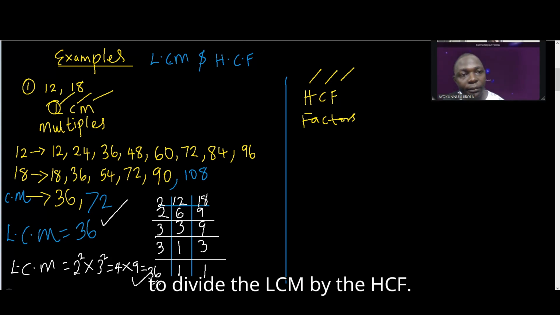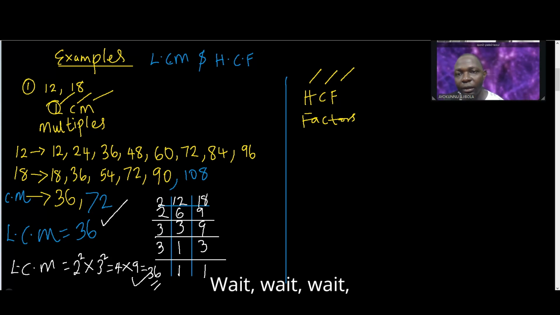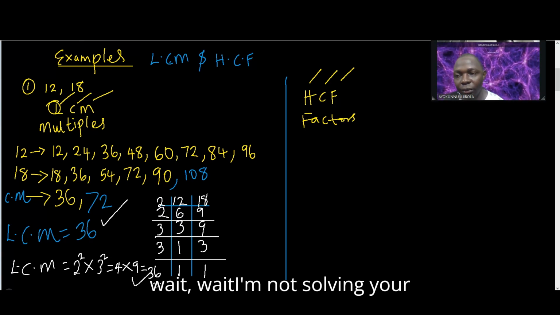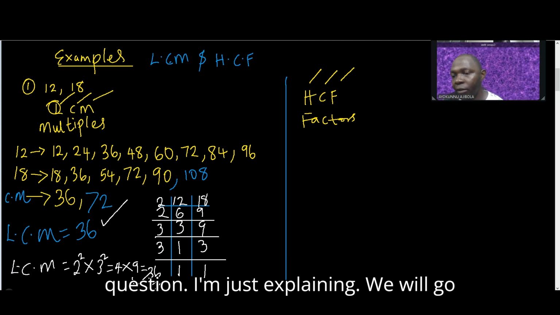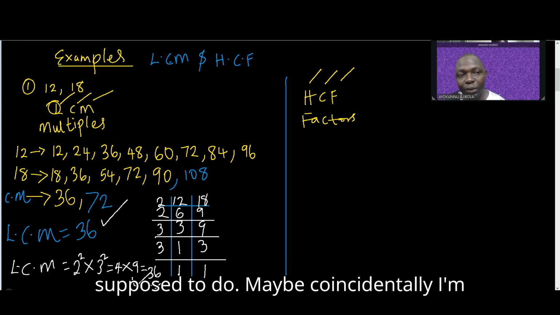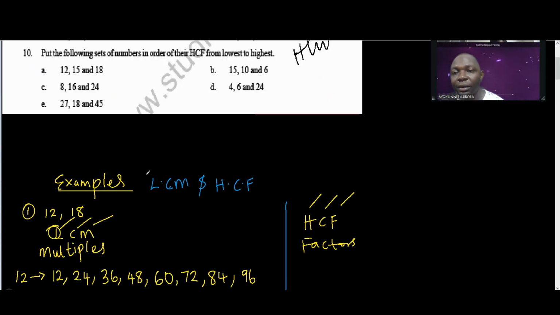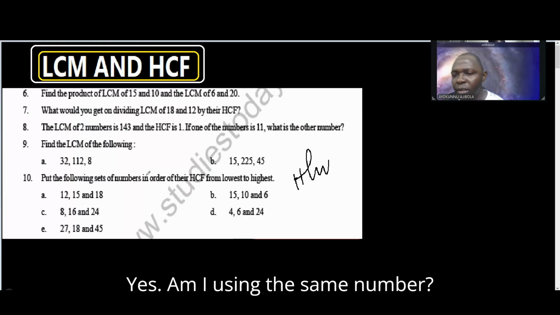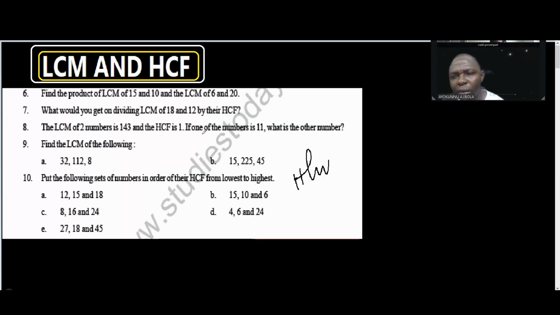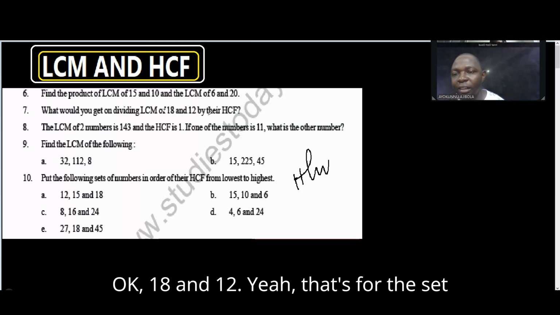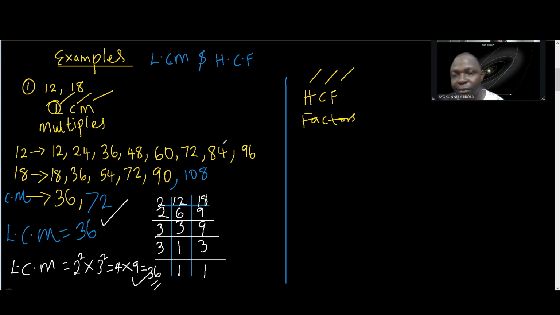But I thought we had to divide the LCM by the HCF for 18 and 12. Wait, I'm not solving your question. I'm just explaining. We will go back to the question to see what we're supposed to do. Maybe coincidentally, I'm using the same numbers, 18 and 12. Yeah, that's for set number 7, right?